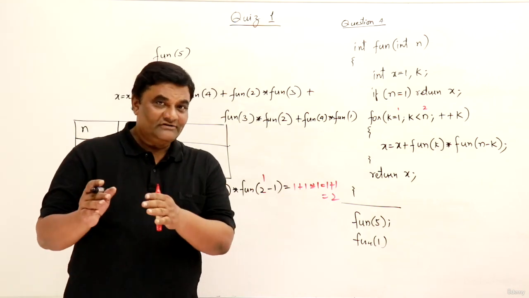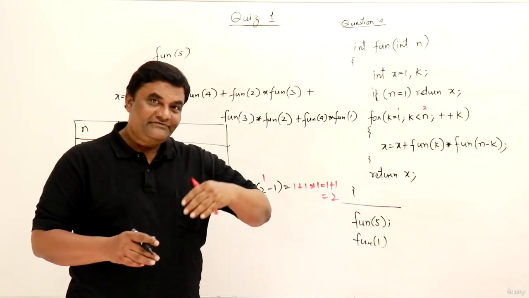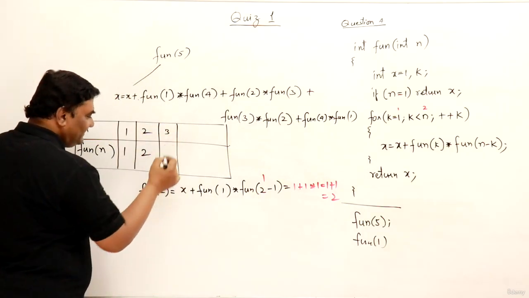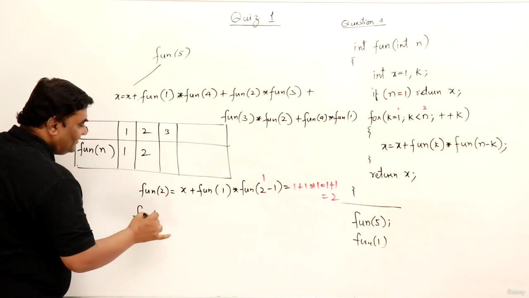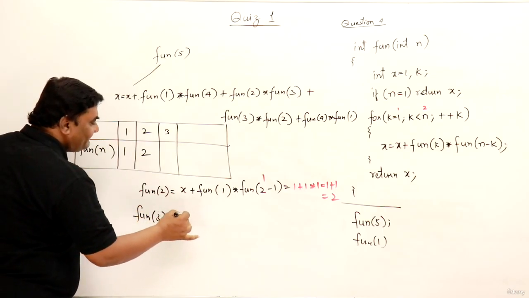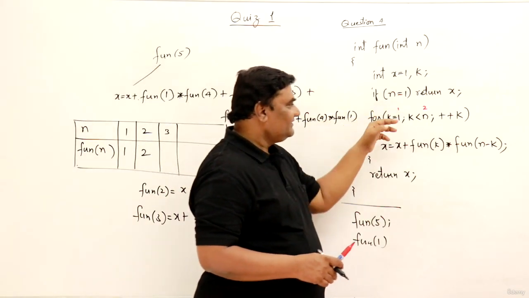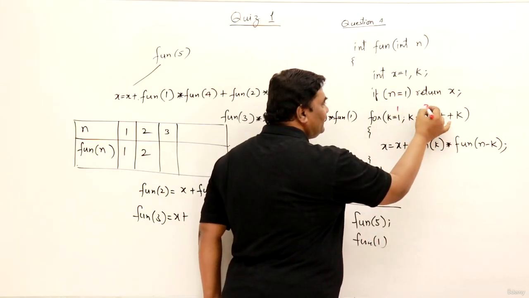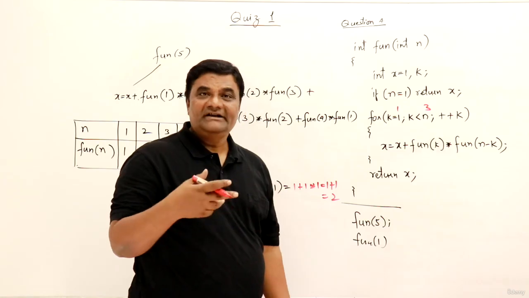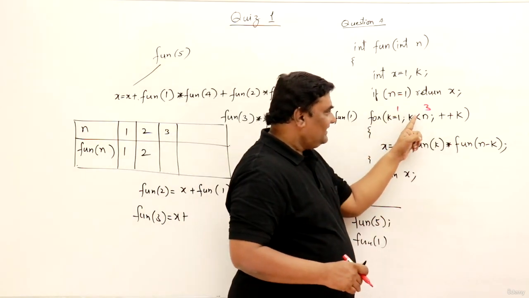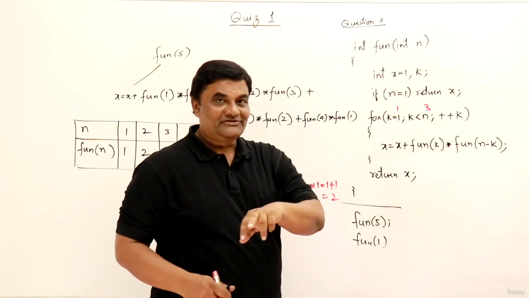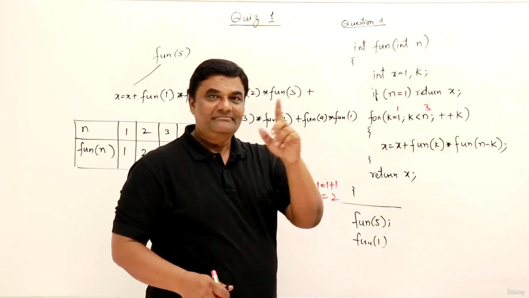So we have fun of 1 also, fun of 2 also. Let us find fun of 3. When it is 3, it is not 1, so it will enter inside. So this k takes values from 1 to less than 3. So how many times will it repeat? K from 1 and k less than 3 means 1 and 2. Two times it will repeat. So k will take 2 values. One time 1, second time 2.